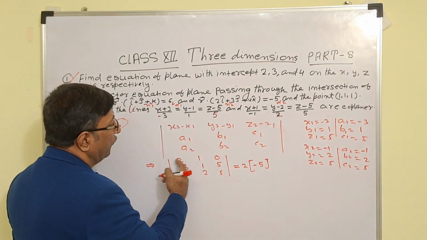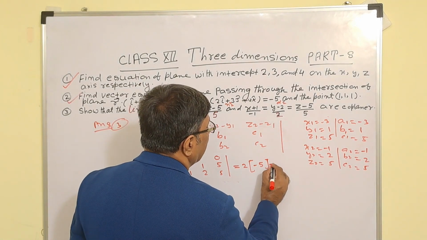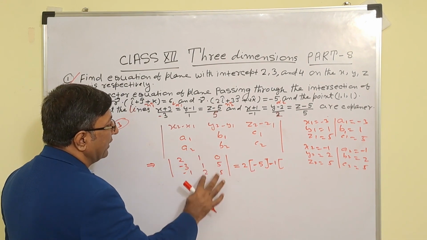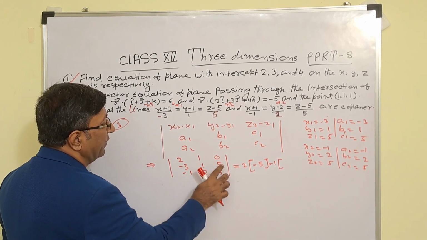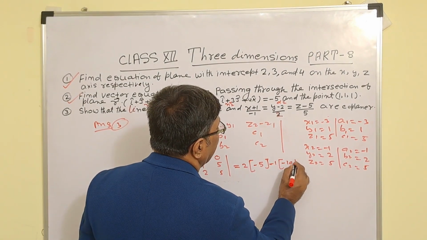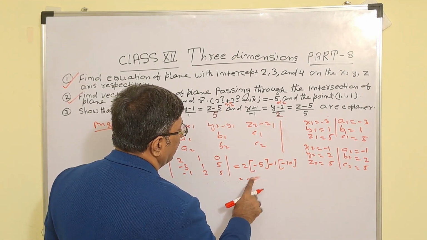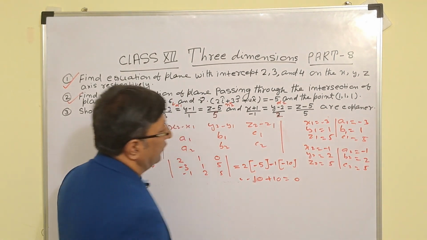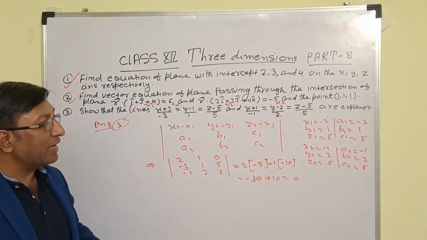Again this is 1. So first row, second column: 1 plus 2, 3, so it is negative. So this is minus 1. First row, second column left out, you will get minus 15 and minus minus plus, so minus 15 plus 5, which is minus 10. So you will get here minus 10. This is minus 10 and this is plus 10 equal to 0. So determinant of this is 0. It shows that the given equations of lines are coplanar.